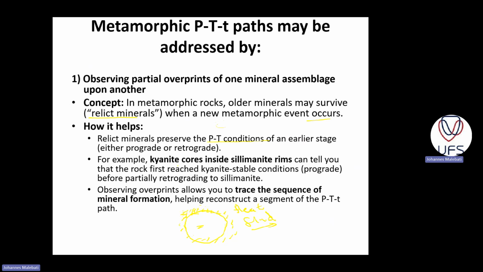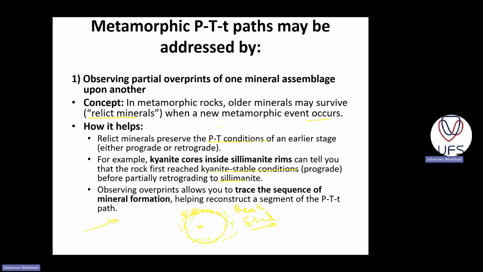Right. So that's why we're saying kyanite cores inside sillimanite rims can tell you that the rock first reached the kyanite stable conditions. So it will tell us that the rock was reaching the stable kyanite conditions, that is to say prograde, because kyanite develops during prograde metamorphism when the temperatures are rising, right? Before partially retrograding to sillimanite.